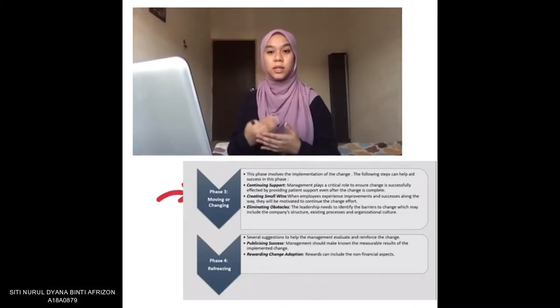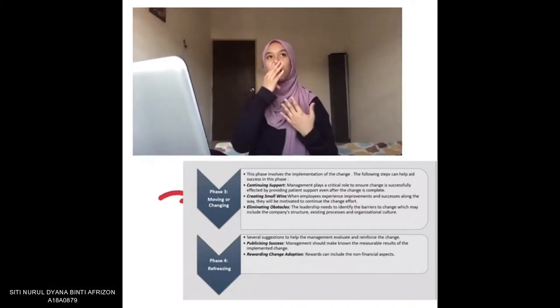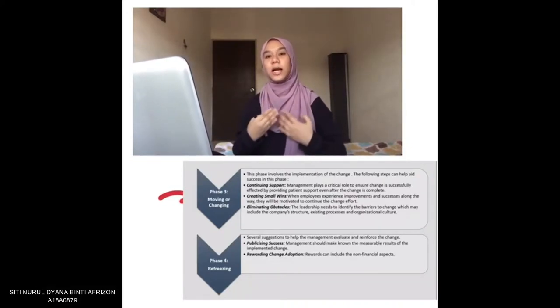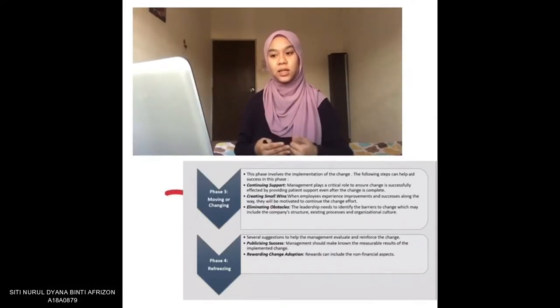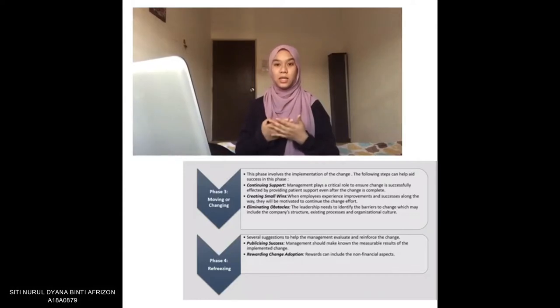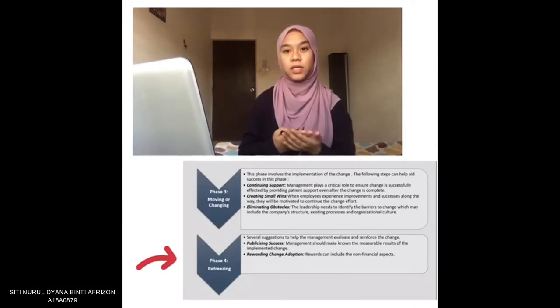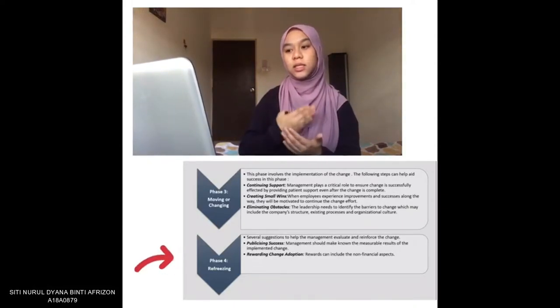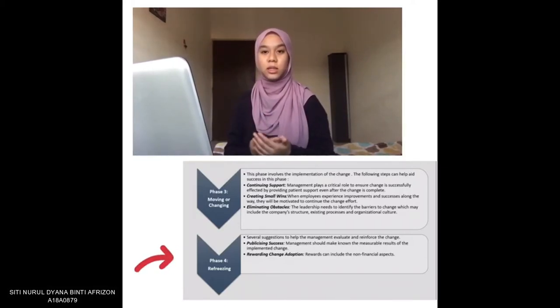So the last one is eliminating obstacles. In eliminating obstacles, the leadership needs to identify the barriers to change, which may include the company structure, existing process, and organizational culture. And the last one is refreezing. So there are a few suggestions that can help the management to evaluate and reinforce the change.